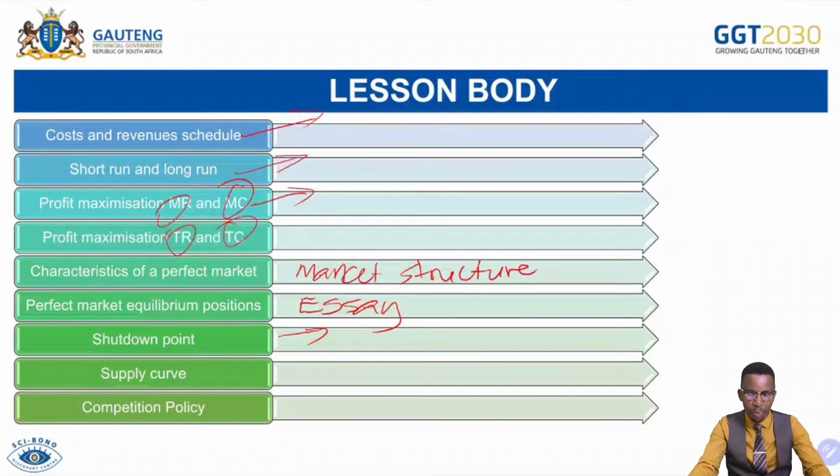Also, we'll be able to draw the graph for you and then explain the formation of the supply curve for the firm under the perfect market. After that, we'll be touching on the Competition Policy Act of South Africa with its main objectives. We'll also talk about 3 bodies or institutions that were formed by the Competition Policy Act of South Africa to ensure that anti-competitive practices are investigated thoroughly. And then after, we will be giving you their own functions. Each one of them has got its own duties.